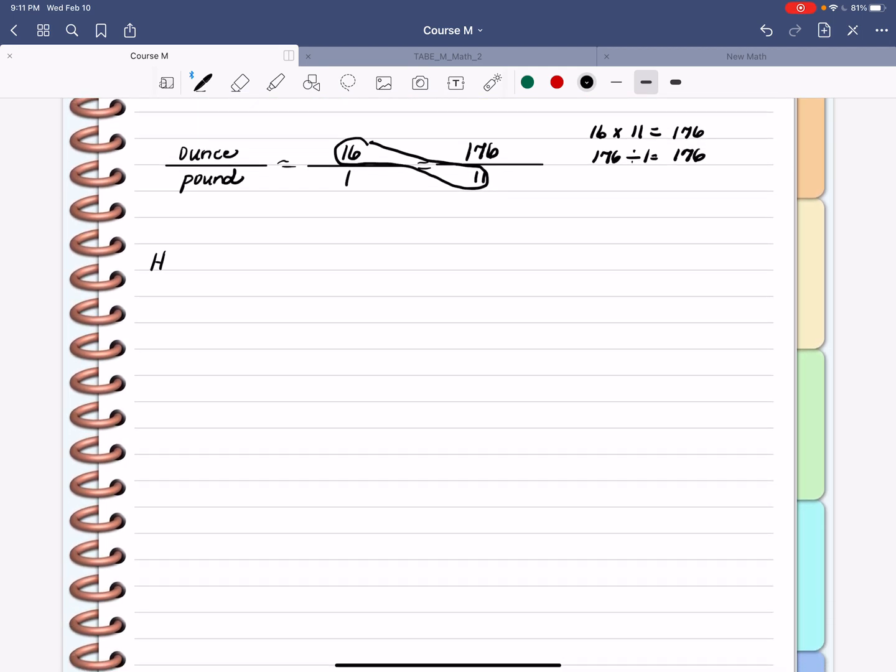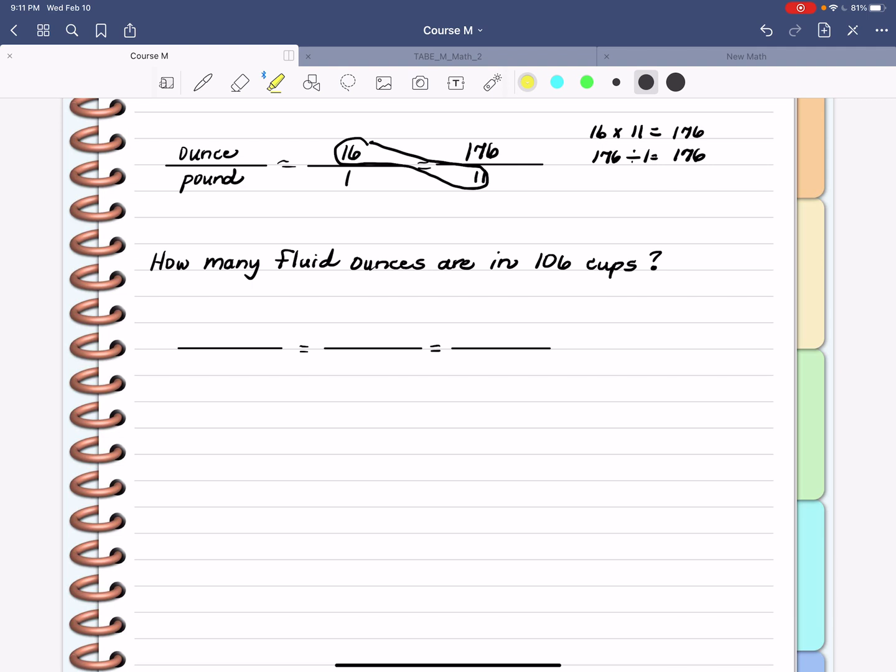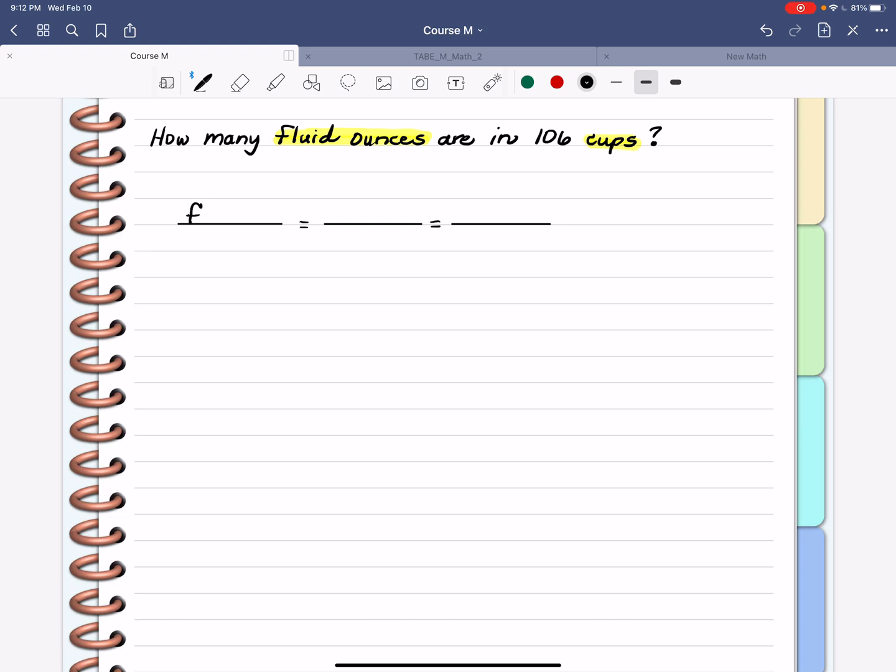Okay, let's do this one. How many fluid ounces are in 106 cups? How many fluid ounces are in 106 cups? So the first thing I'm going to do is draw my framework, put my equal signs in there, and then let's get the word ratio. We have fluid ounces and cups. So I'm going to put fluid ounces and cups.